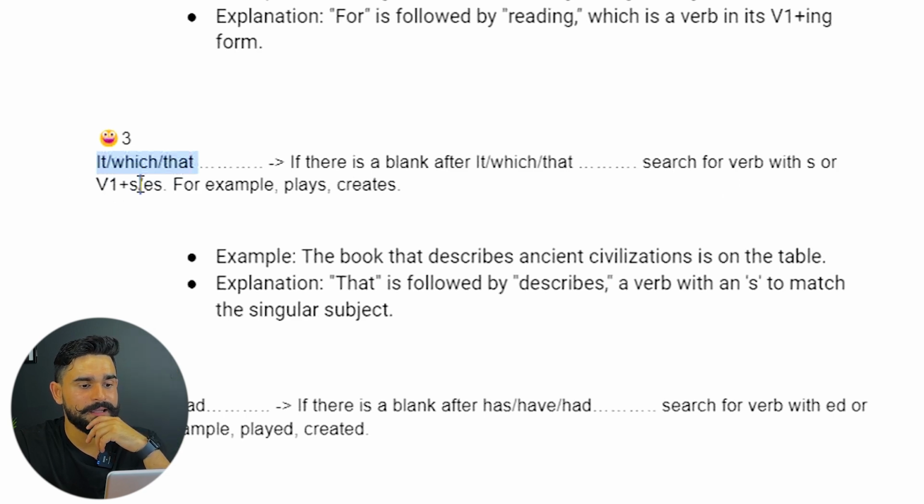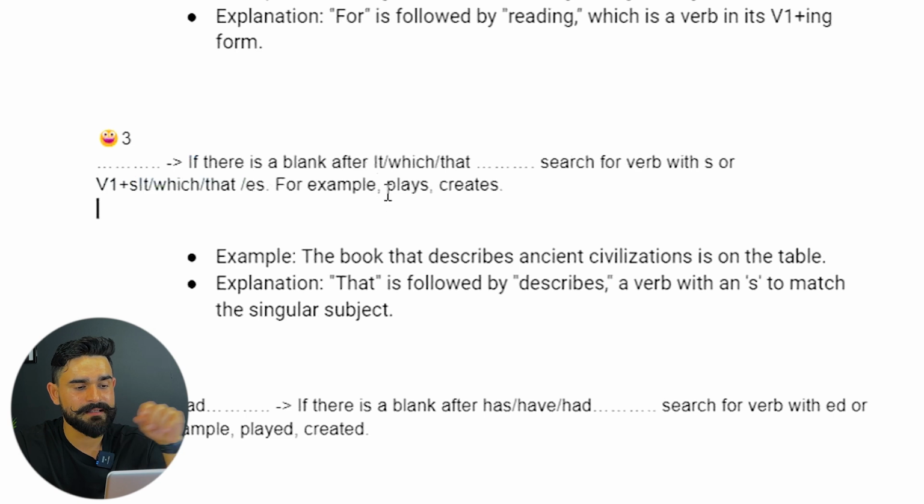For example, like plays, creates and all that. And there is an example as well, guys. For example, the books that describe ancient civilization is on the table. Okay, so after that, the "describes". Okay, so there is an s over here. So that's the thing that you need to take down.